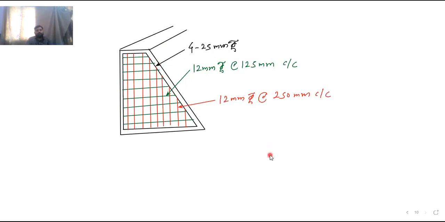So the same cross section will be on that side also, and these 4 bars we can show in the top plan also. When you see that counterfort from the top view, you will see those 4 bars for this counterfort. Okay, so this is the design.